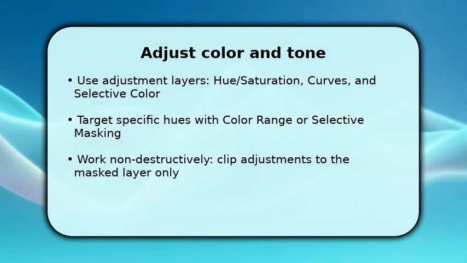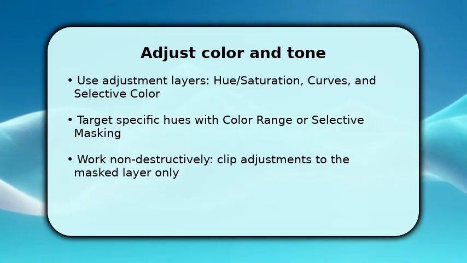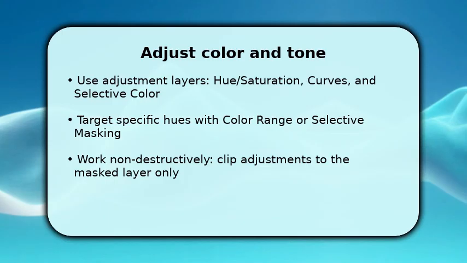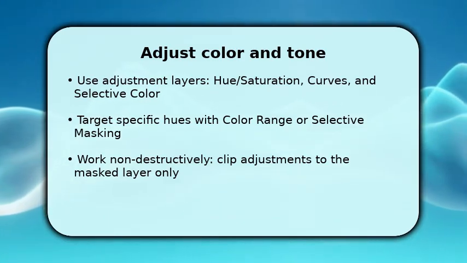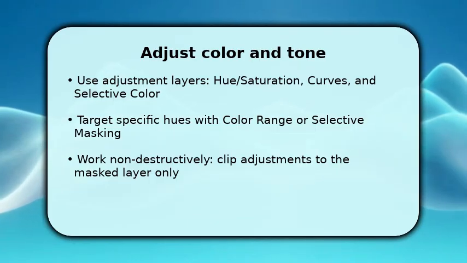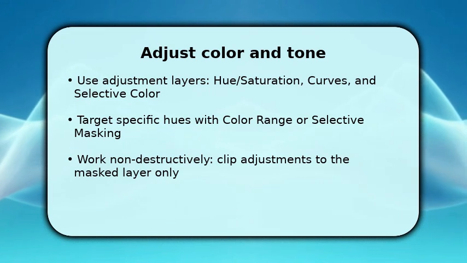For precision, add curves or levels to correct luminance before shifting color, because color shifts read differently at different tones. Use selective color or color lookup for stylistic changes, and clip each adjustment to the mask layer so only the subject changes. Make small incremental changes and toggle visibility to compare.